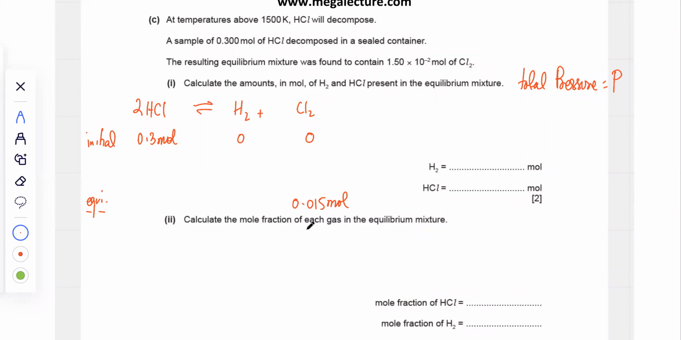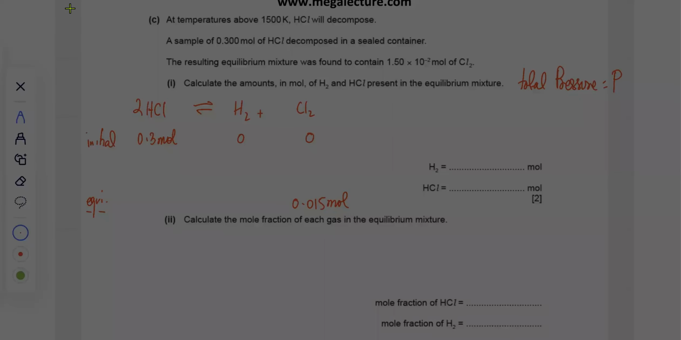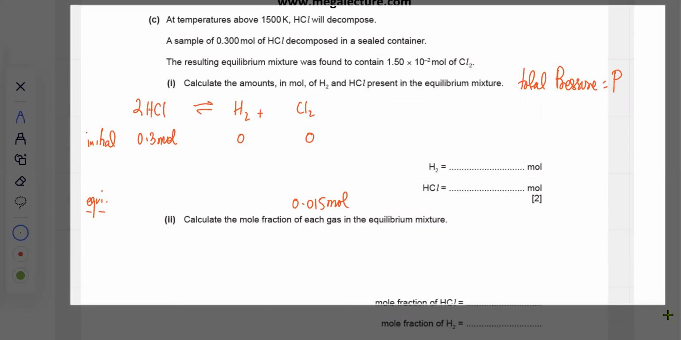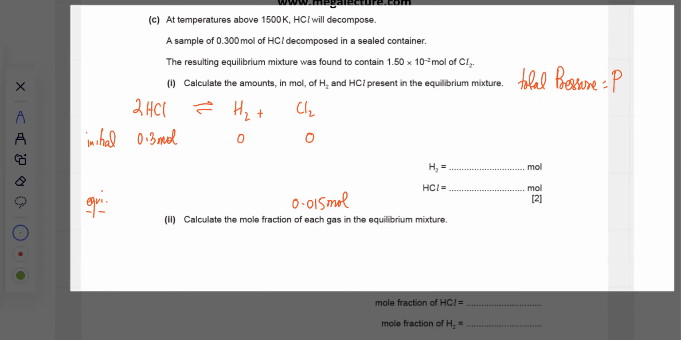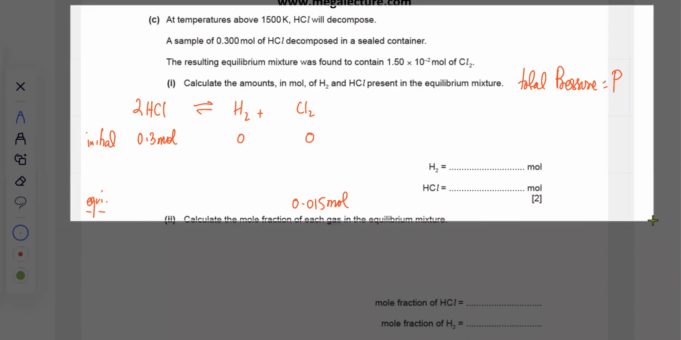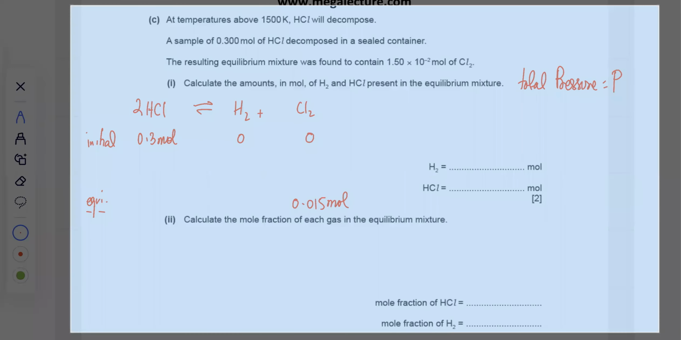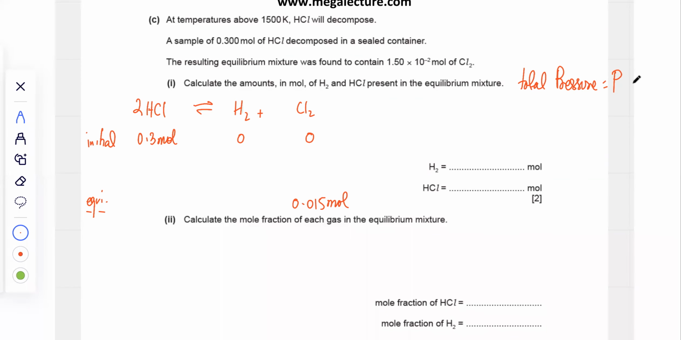Do everything the same. Find the moles at equilibrium, then find the mole fraction multiplied by the total pressure. Write the Kp expression, put in the values in that expression, and try and find out what the value of Kp is. Can everyone try and do this right now? Just calculate Kp for this question and use P as the pressure. The total pressure of the container is P.